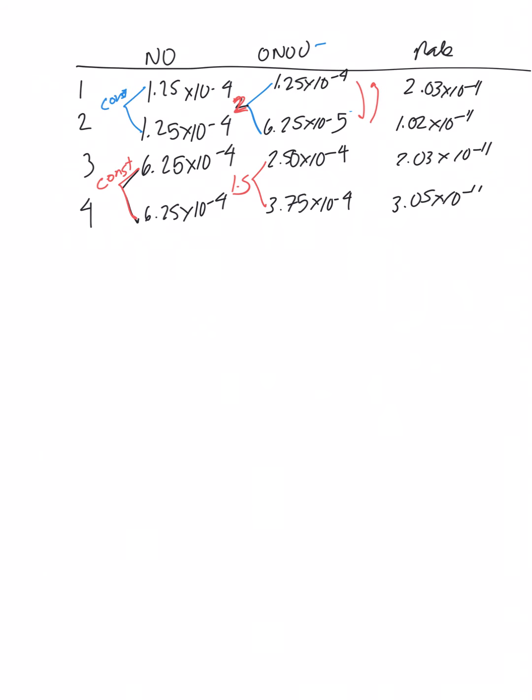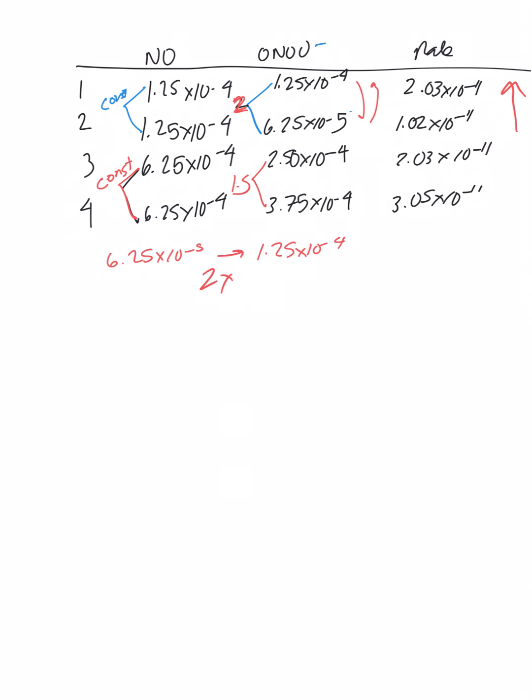So in theory, we could look at either of these where we keep NO constant to solve for O and OO minus. We could do 1 to 2, or we could do 3 to 4. I'm going to look at 3 to 4 here. And actually, you know what? We can go ahead and do both. I always like to go from the smaller number to the bigger number, and that's just something that keeps me balanced. So if we go from 6.25 times 10 to the negative 5th to 1.25 times 10 to the negative 4th, we are doubling in size.